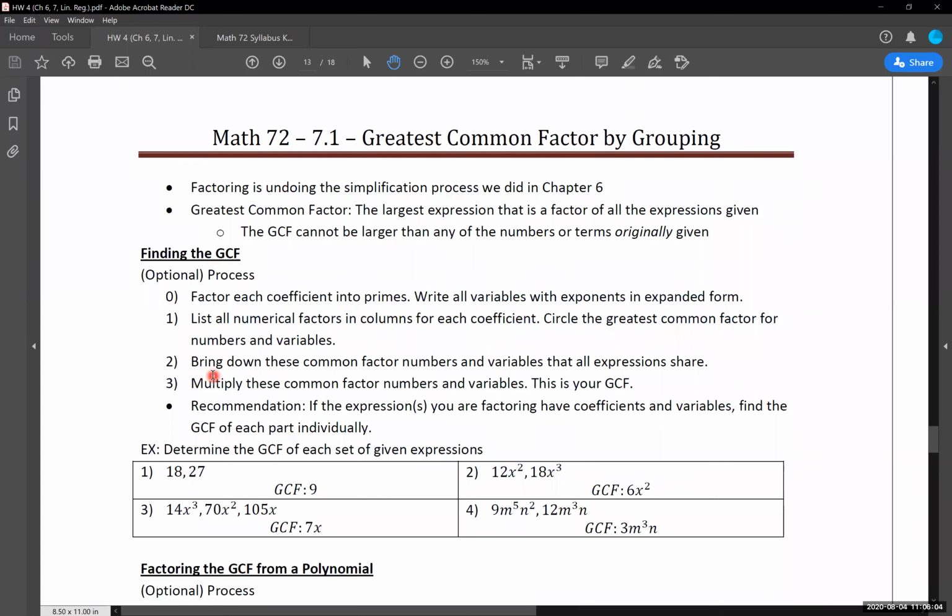Once we have that, we're going to bring down the common factor numbers and variables that all the expressions share. So you figure out the greatest common factor for the numbers, the greatest common factor for the first variable, the greatest common factor for the second variable, and so on. Once you have figured all of those out, you write those down for yourself. We write those as being multiplied together, like we have here in step 3. Multiply these common factor numbers and variables all together, and that will give us our greatest common factor.